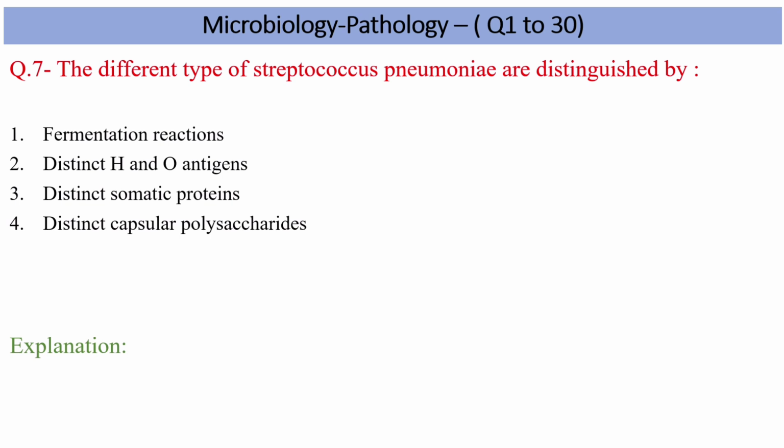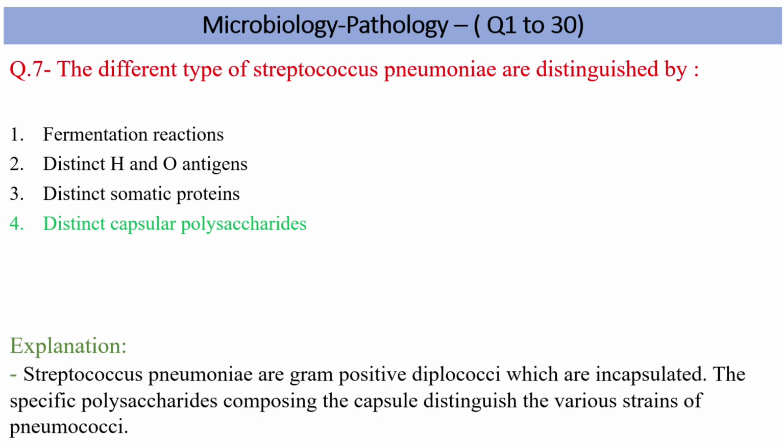The different types of Streptococcus pneumoniae are distinguished by: fermentation reactions, distinct H and O antigens, distinct somatic proteins, distinct capsular polysaccharides. Correct option is distinct capsular polysaccharides. Streptococcus pneumoniae are gram-positive diplococci which are encapsulated. The specific polysaccharides composing the capsule distinguish the various strains of pneumococci.